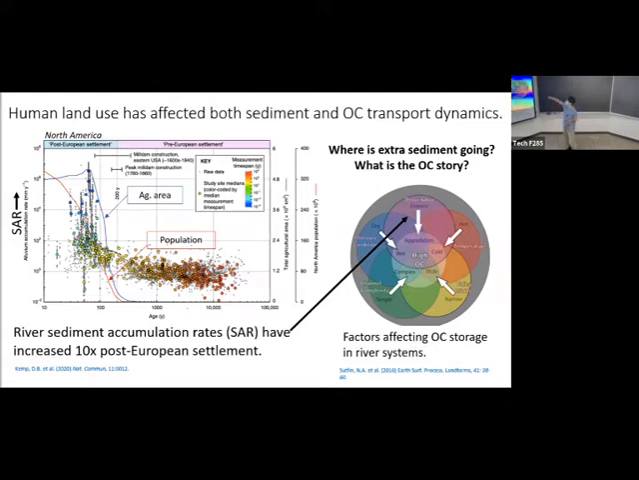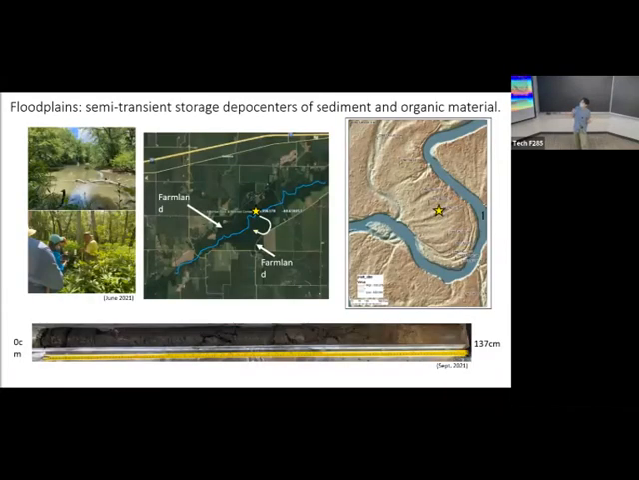And we know that superficial erosion coming off of runoff from agricultural areas is one of the biggest influences in the retention of organic carbon in river systems. So the idea is, where is the extra sediment going and what's the organic carbon story behind this? And my hypothesis is that a lot of this organic carbon and sediment is just ending up in floodplains in agriculturally dominated landscapes. And so this is my floodplain.